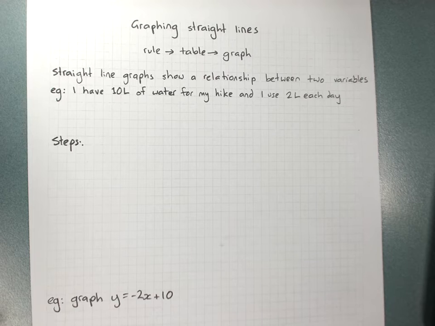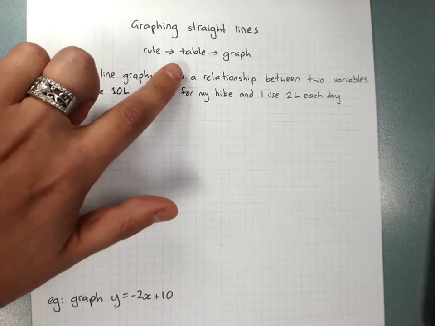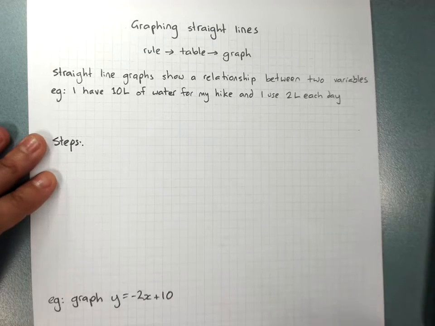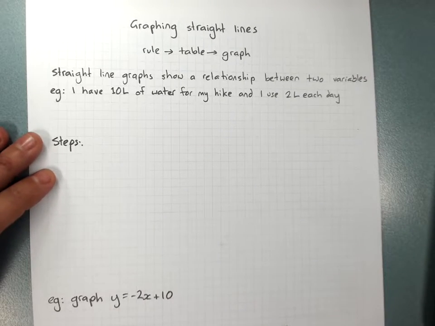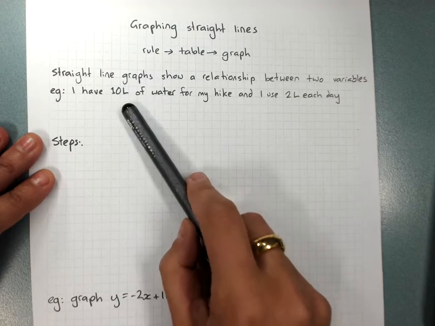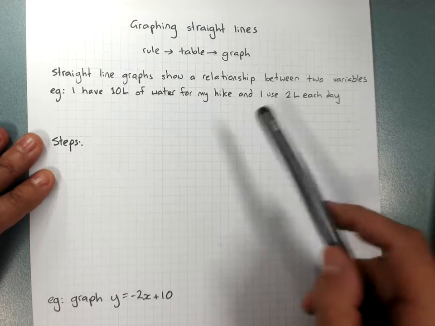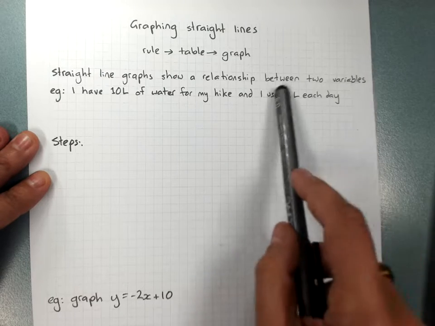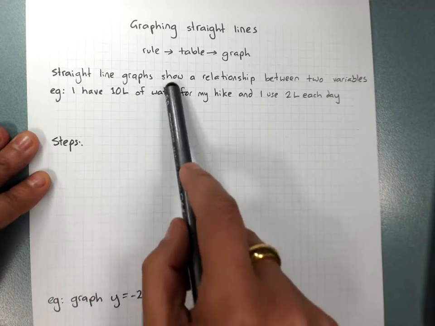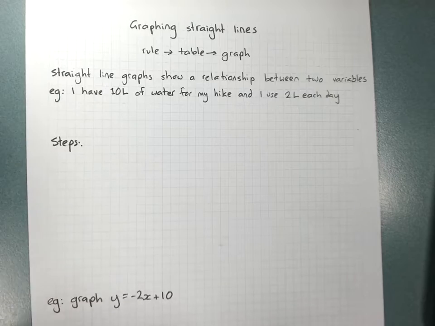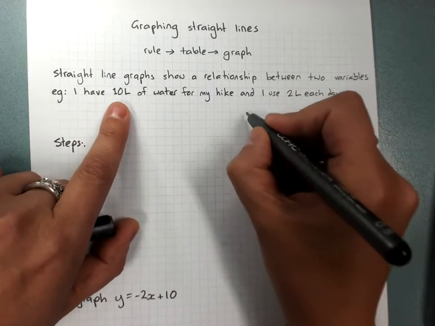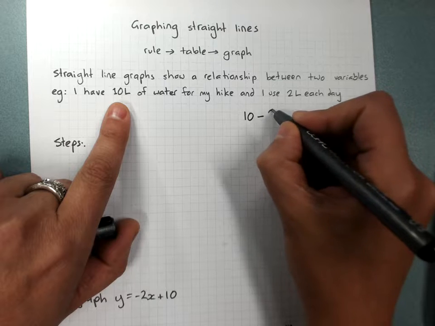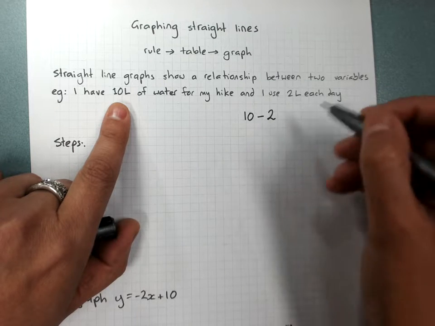Graphing straight lines, going from a rule to a table to a graph. We know that straight line graphs show a relationship between two variables. So for example, if I've got 10 litres of water for my hike and I use 2 litres of water each day, there's a relationship between the number of days I've been hiking and how much water I've got left. I would start with 10 litres of water and I would lose 2 litres for every day.